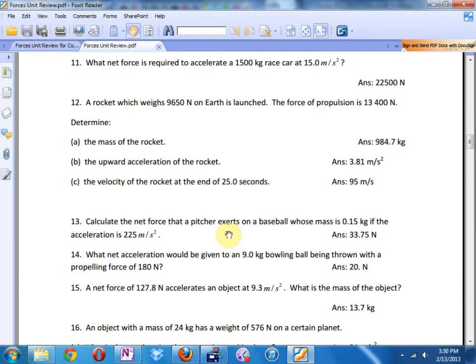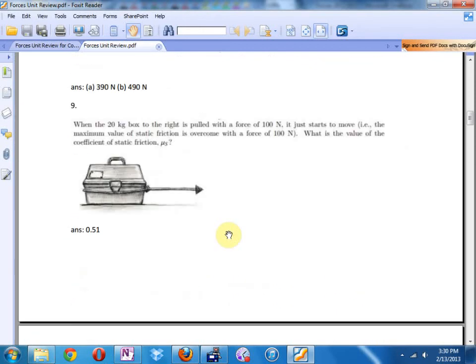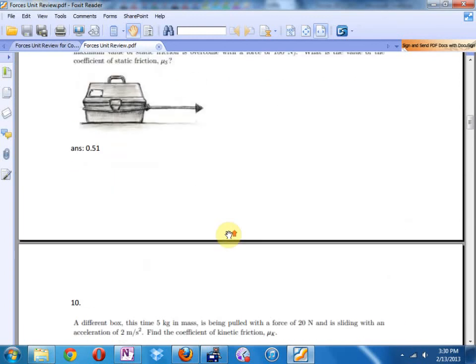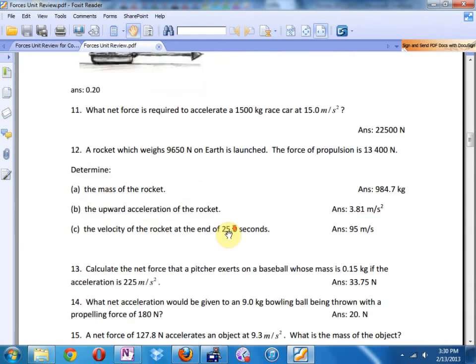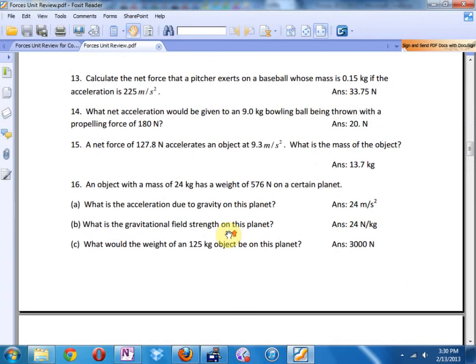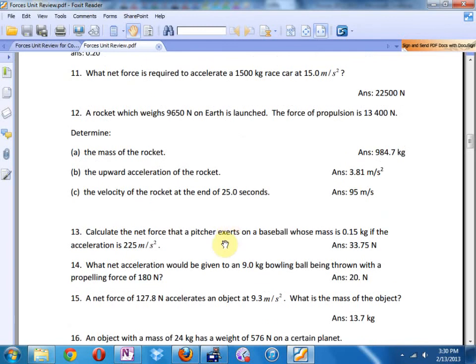I like number 12. Let's look at number 12, please. Number 12, little rocket science. What was number 9? Yes, but I think we're going to do one very similar to it in the next couple of questions anyways, so let's see. 12.